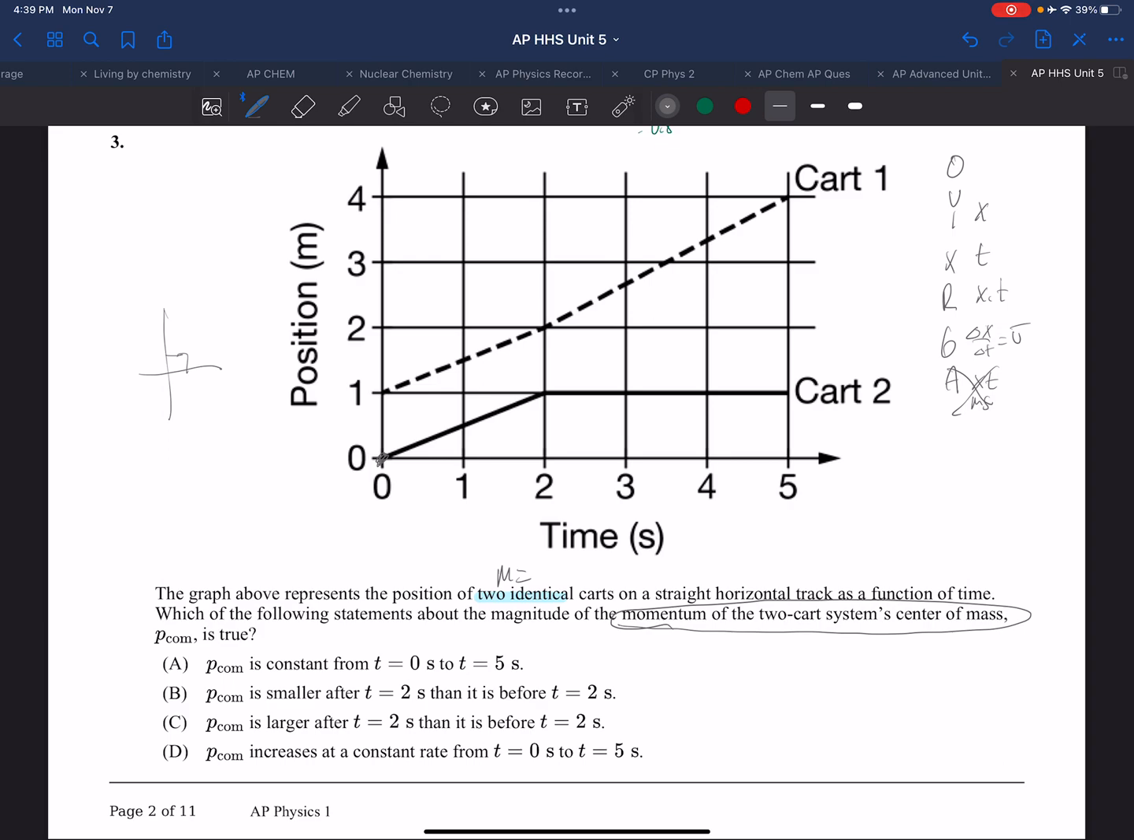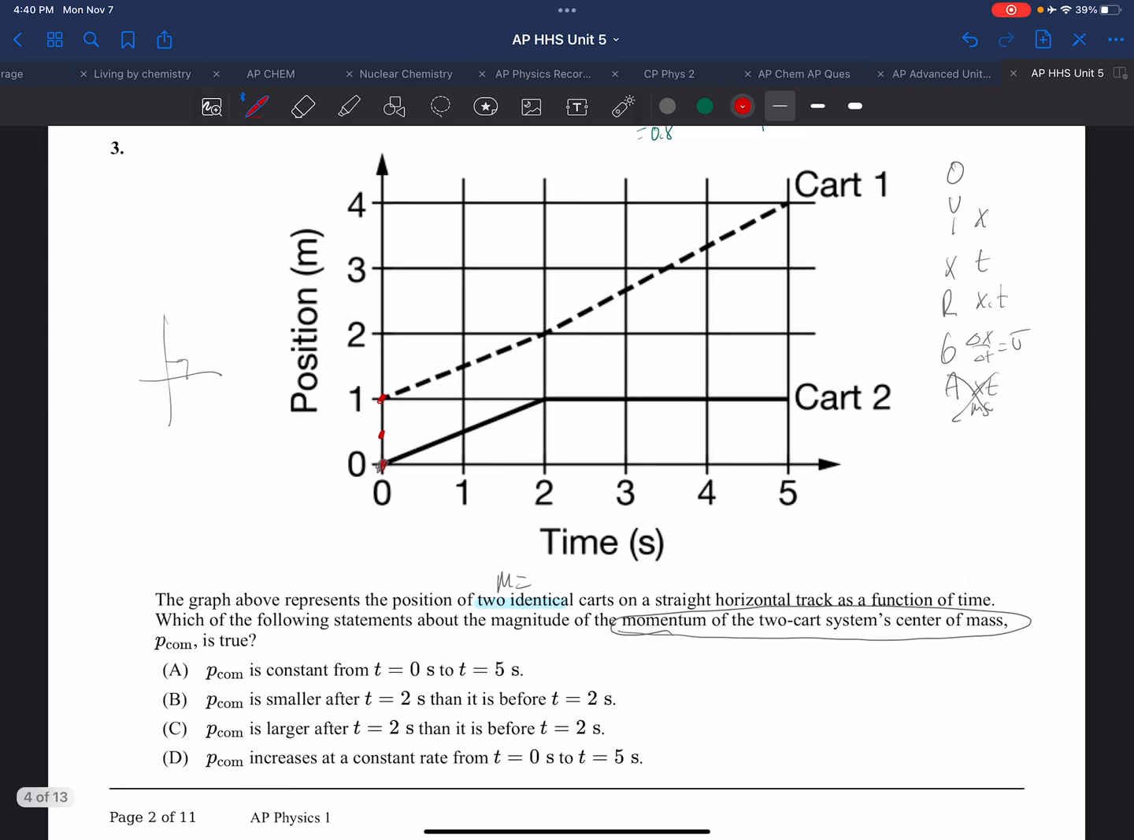So what is happening to the momentum of the 2 carts system, of the center of mass? So let's first figure out this center of mass, and let's start in the beginning. And this is the best place to always start, at time 0. At time 0, these carts are identical. They're in those 2 locations. That's the center of mass.